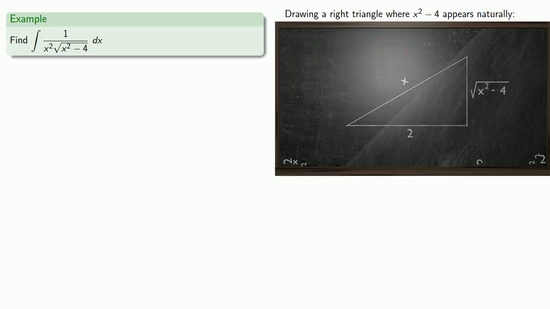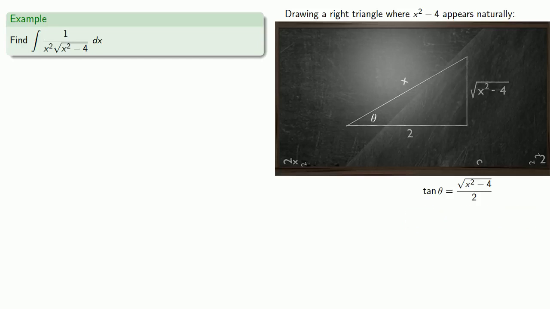We need our angle. Since the problematic part of this integral is the square root of x squared minus 4, we should look to a trigonometric function that incorporates it, and that's either going to be sine or tangent. However, tangent, because it's opposite over adjacent, will give us the easier expression. So we'll start with that.